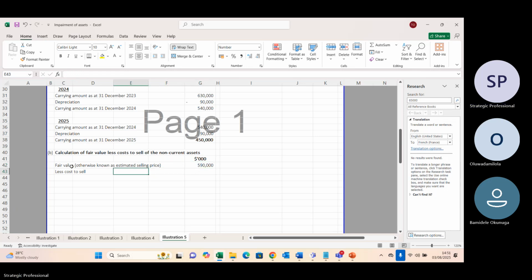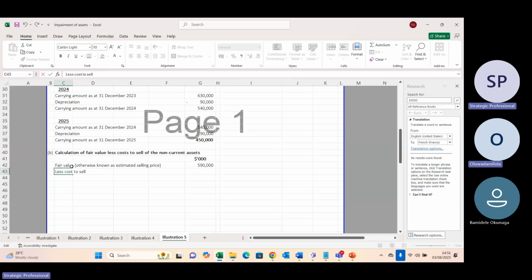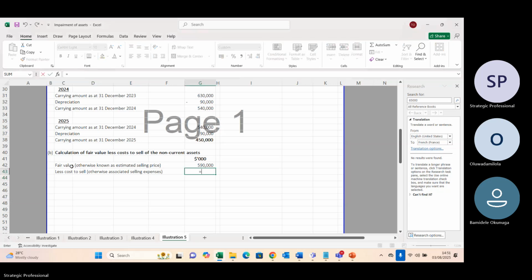So cost to sell is otherwise known as associated selling expenses, which is 85 million. So just the difference, 590 minus 85. This is our fair value less cost to sell value.